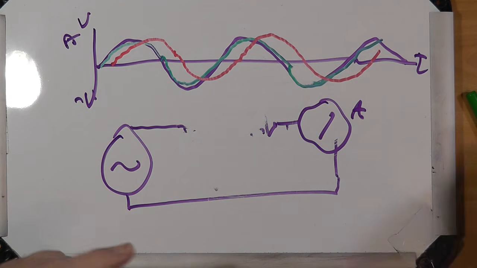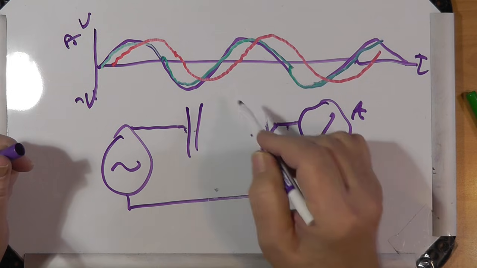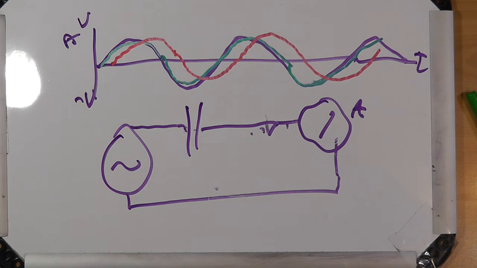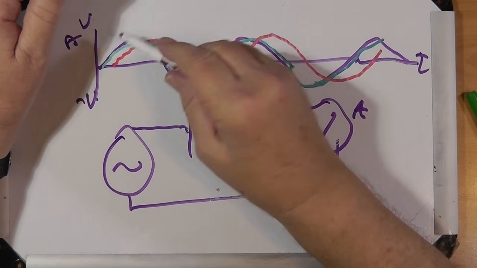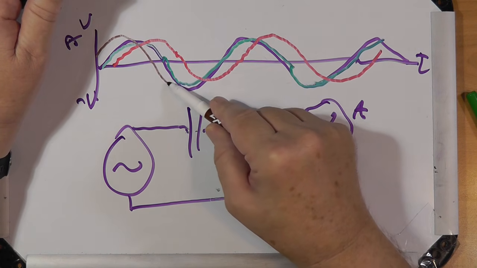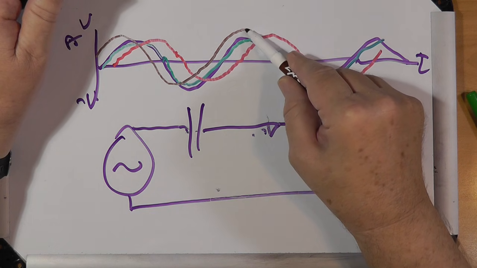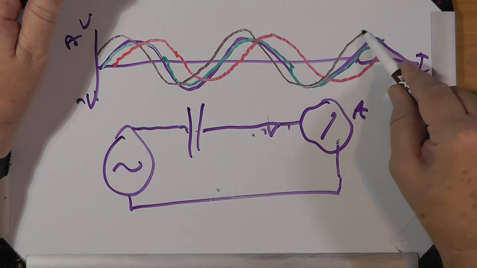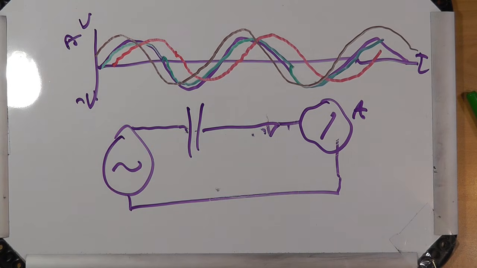Now let's go for another color here. I'm going to try brown. I don't know if you'll see much of a difference. What we're going to do now is apply a capacitor here, okay? And we're going to put some RF through this thing. And here's what happens to the current in a capacitive circuit.